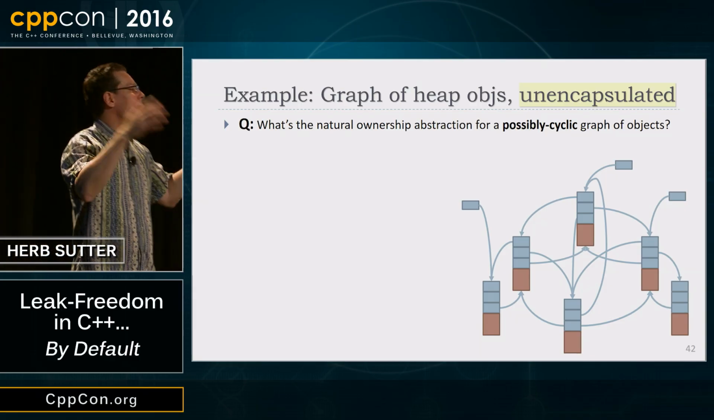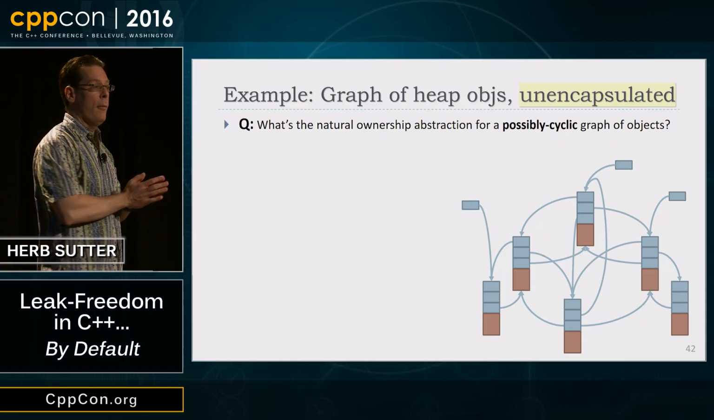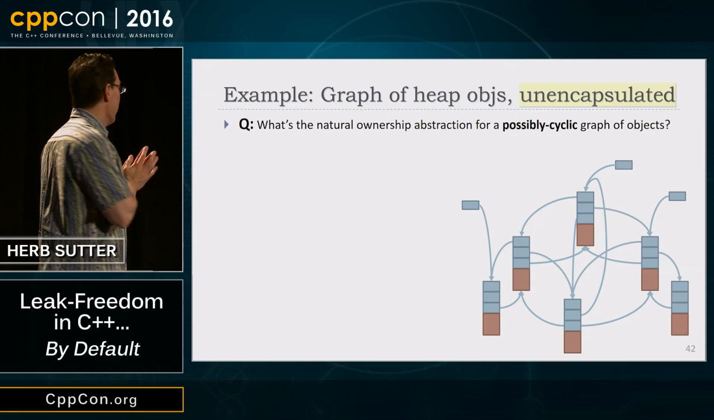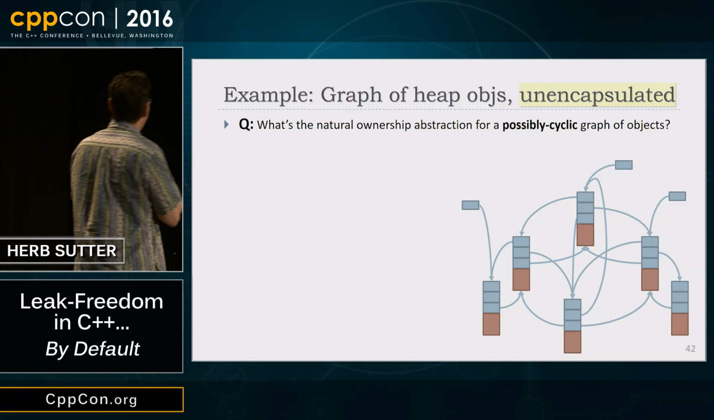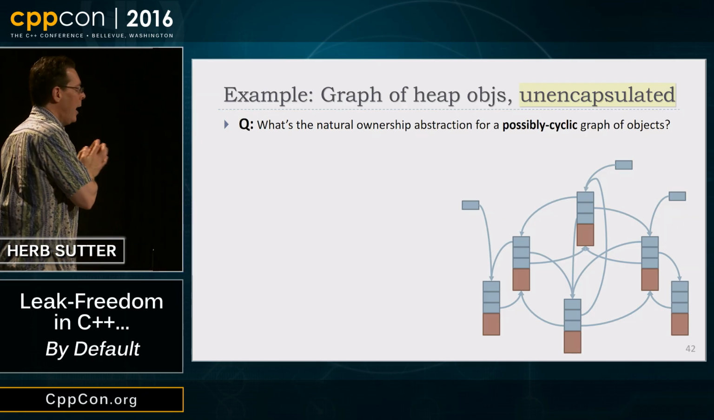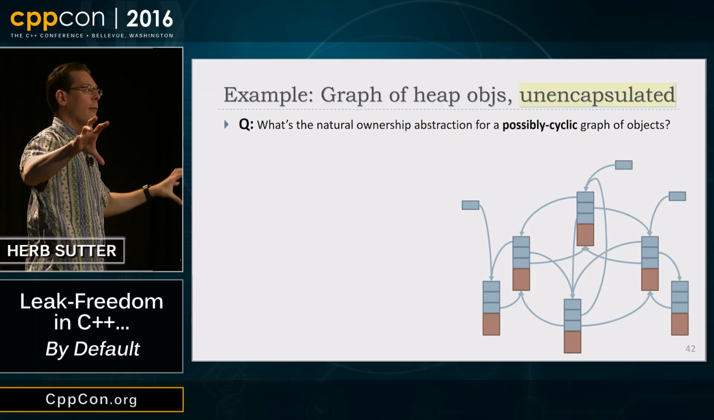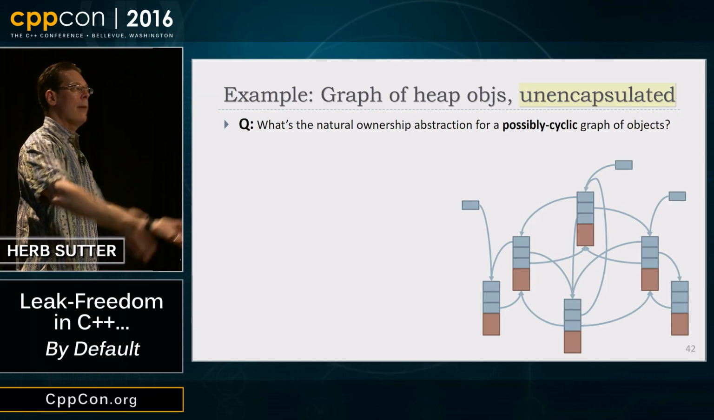Sometimes objects come and go. Sometimes cycles come and go. And unless you're really interested in solving the traveling salesman problem, let's talk about how to deal with a graph of heap objects. Now, I'm going to start with the unencapsulated case, but it's where there's just a bunch of heap objects that may have pointers to each other. How do I manage that?